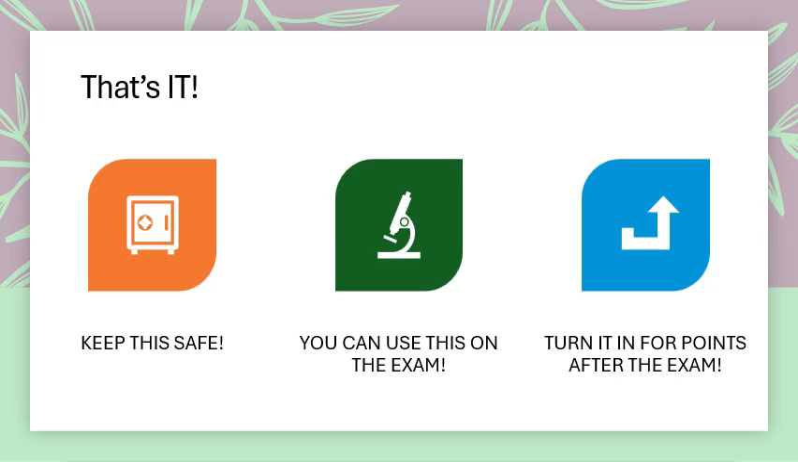Make sure you turn it in for points after the exam as well, because it's definitely something that can help you study tonight and definitely something that can help you on the final exam of the year. So hopefully you guys are definitely ready to study. Use this wisely and make sure that you do the practice test as well.